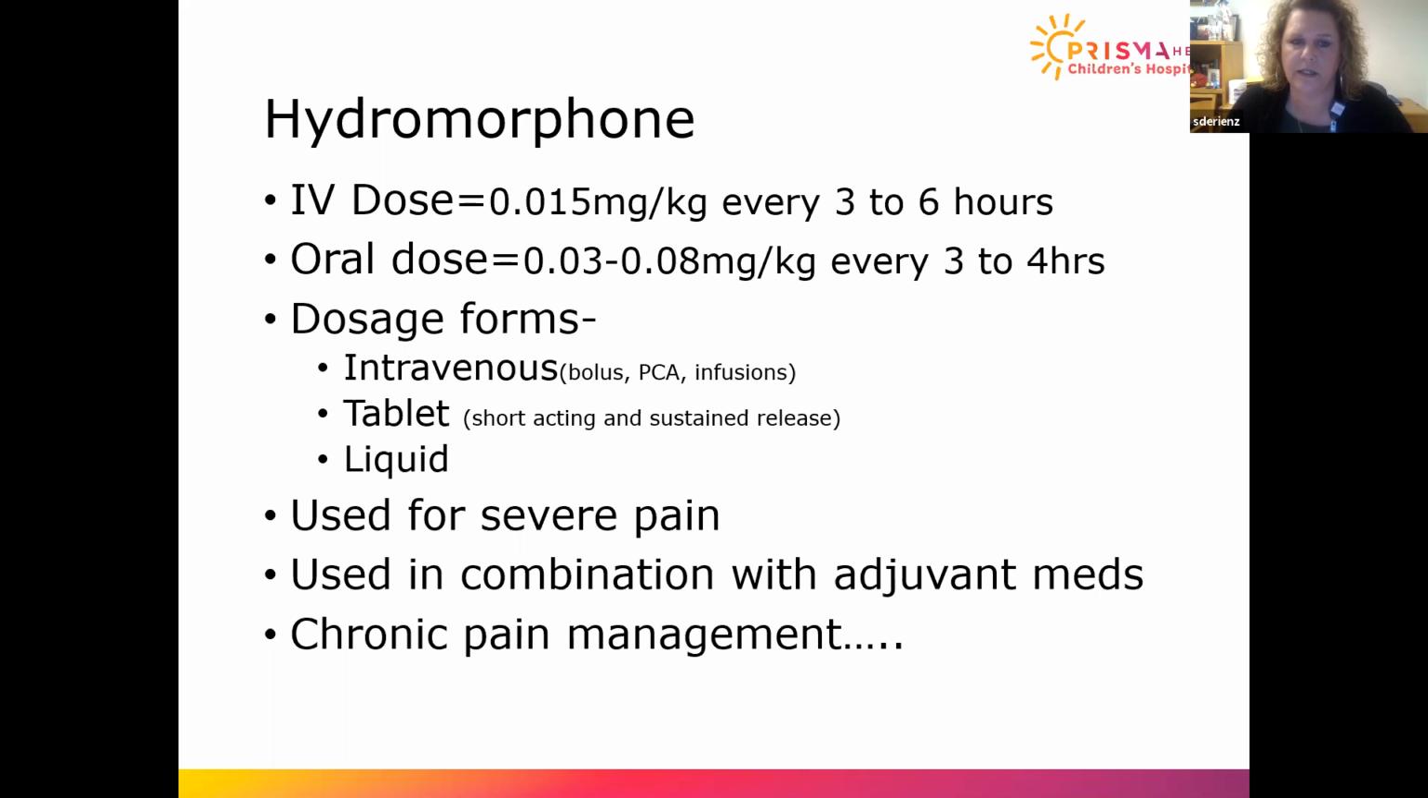Obviously, hydromorphone is typically used more for severe pain, and for those patients who have not done well with morphine. And so this is usually the backup plan for that. Again, it's used in combination with other adjuvant meds. And in chronic pain management, there are some options for that as well. But, again, this is going to be probably in older patients or different disease states that you would not likely be managing, but it can be used for chronic pain management.